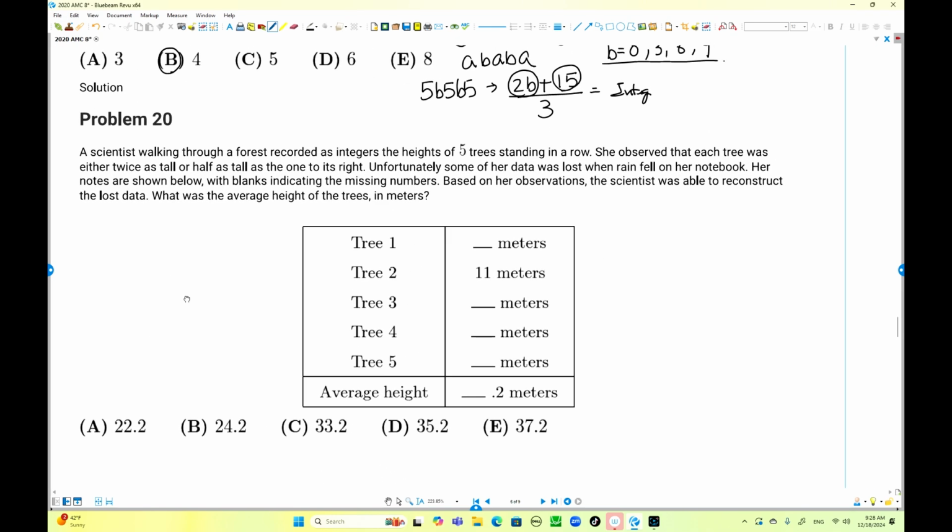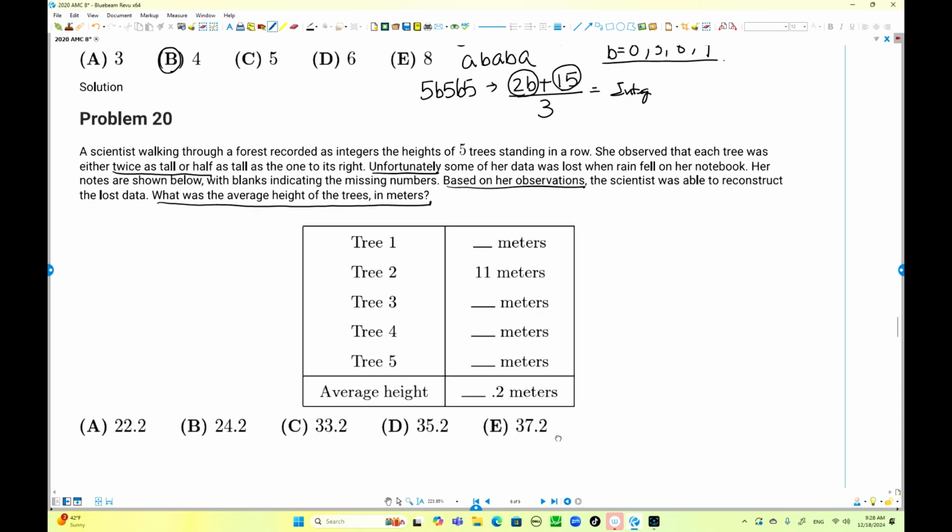All right, number 20. We have 5 trees observed. Each tree was either twice or half. Okay. So unfortunately, the data is missing. Okay, the data is missing. Based on these observations, what was the average height of the trees in meters?